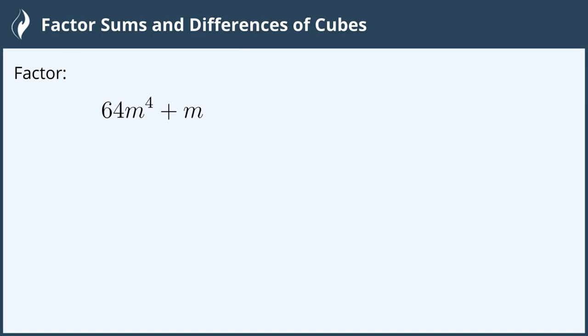Hi everyone! In this video we will factor binomials that fall in the form of a sum and difference of cubes. Factor 64m to the fourth plus m.